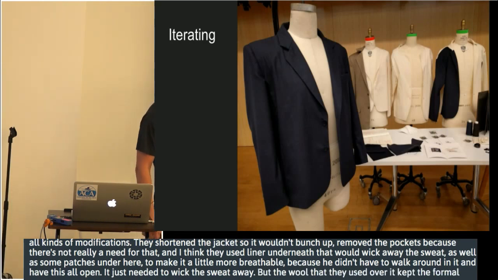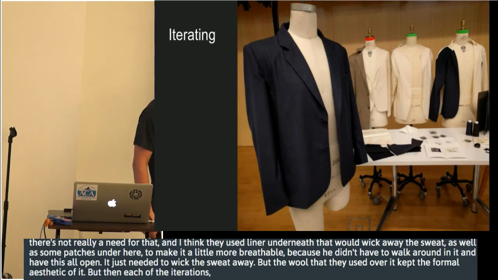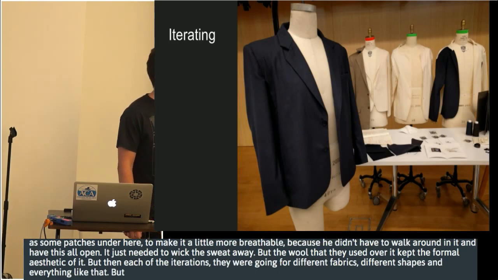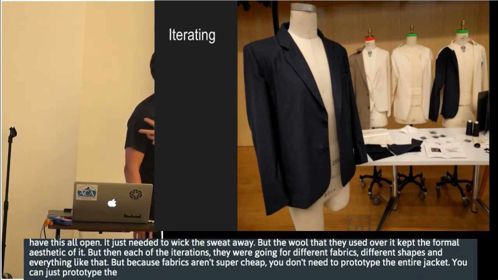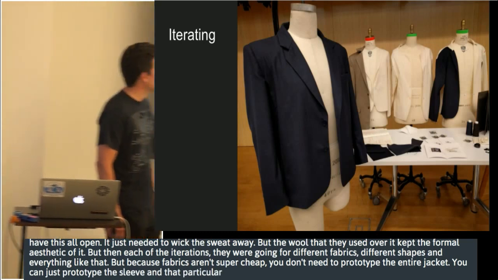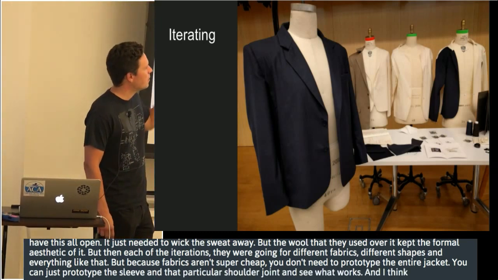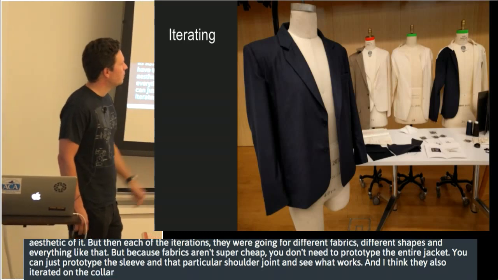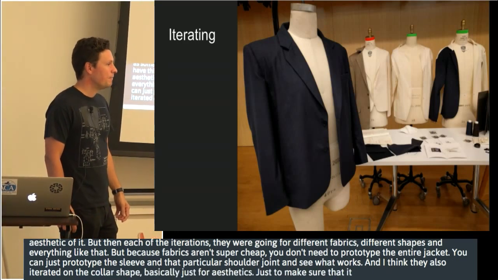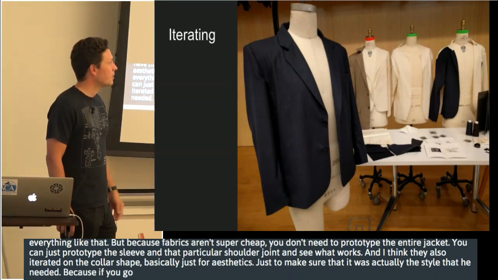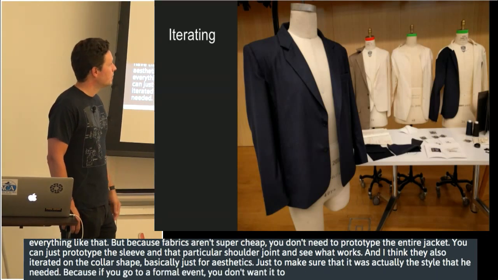But then each of the iterations, they were going for different fabrics, different shapes, and everything like that. But because fabrics aren't super cheap, you don't need to prototype the entire jacket. You can just prototype the sleeve and that particular shoulder joint and see what works. And I think they also iterated on the collar shape, basically just for aesthetics, just to make sure that it was actually the style that he needed. Because if you go to a formal event, you don't want it to look like something that you would never wear.